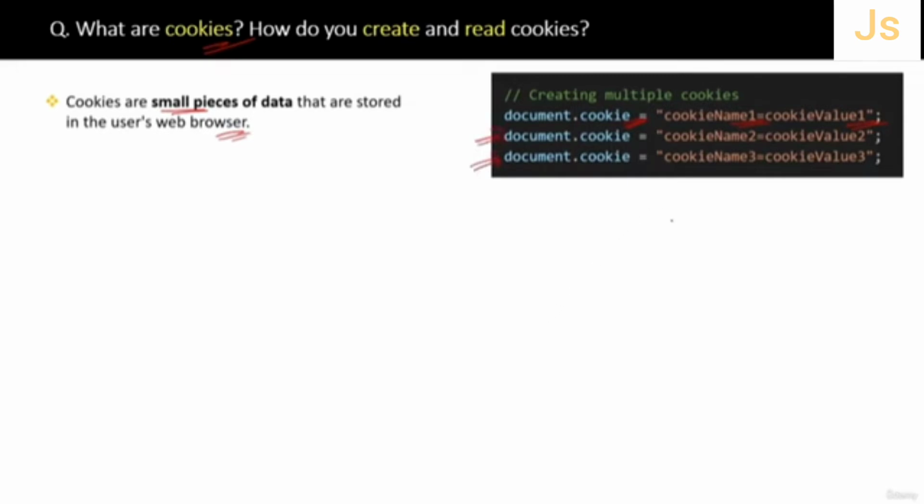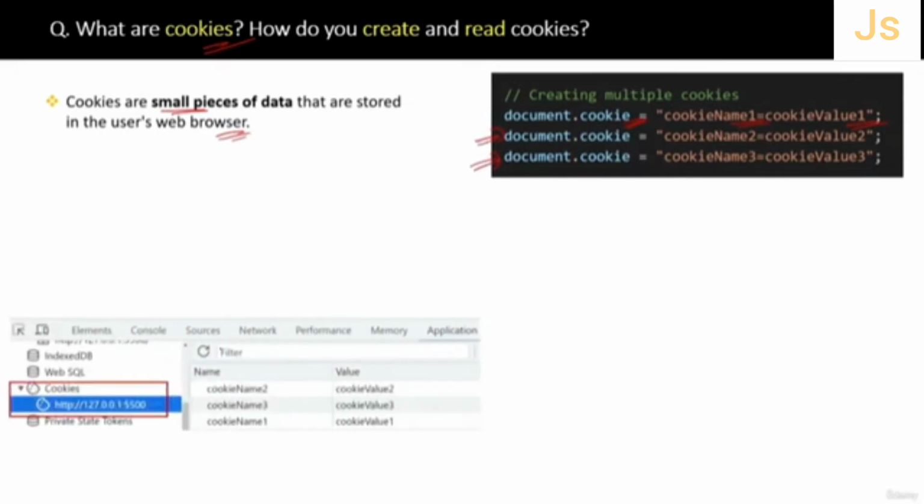If you now look at the browser developer tools under the application tab, we will find all these cookie items, names and values, like this. Now the question is how to retrieve the cookies by cookie name.